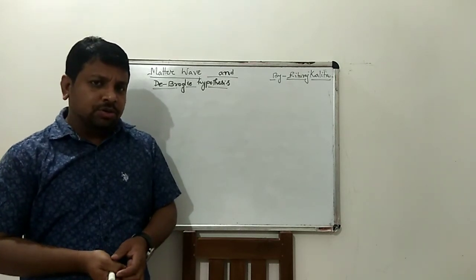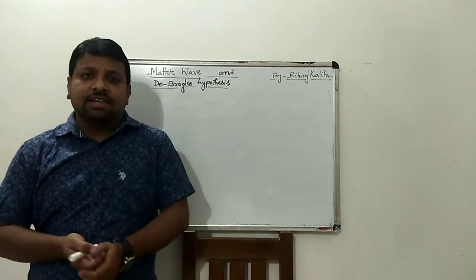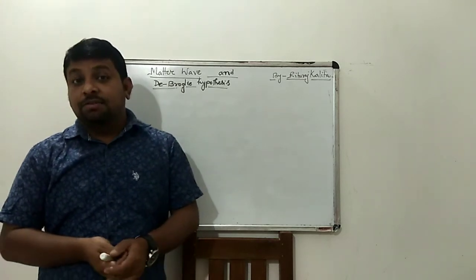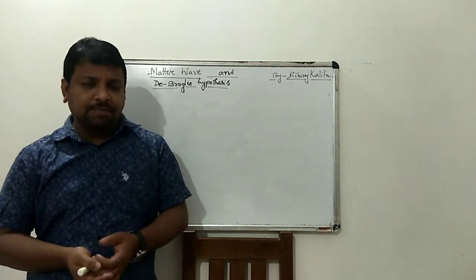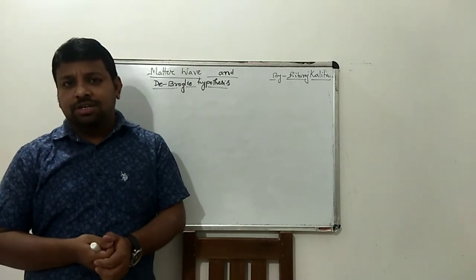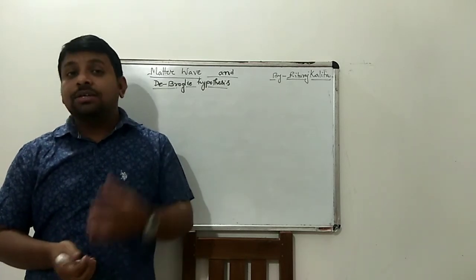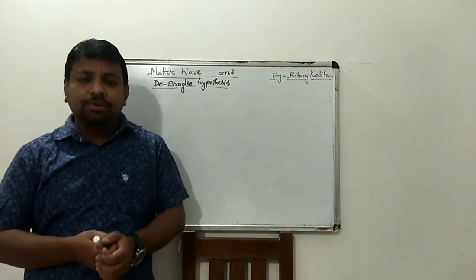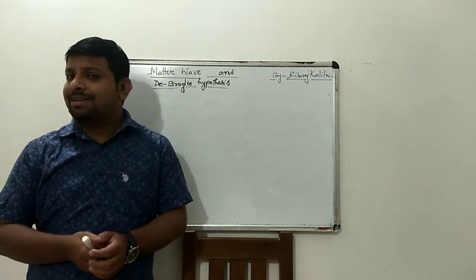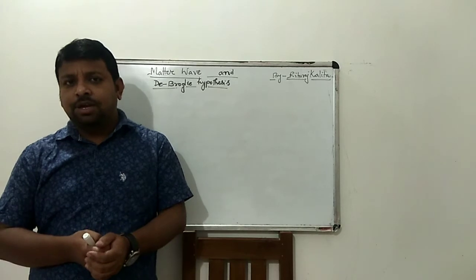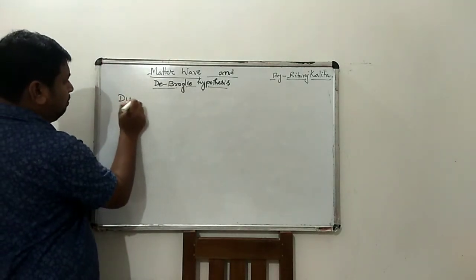Actually, we know what the photoelectric effect is. Last class we discussed the photoelectric effect and Einstein's photoelectric equation. So today we discuss the dual nature of radiation first. So what is dual nature? Dual nature means if a body shows two natures, then it is dual nature. At first we discuss the dual nature of radiation.